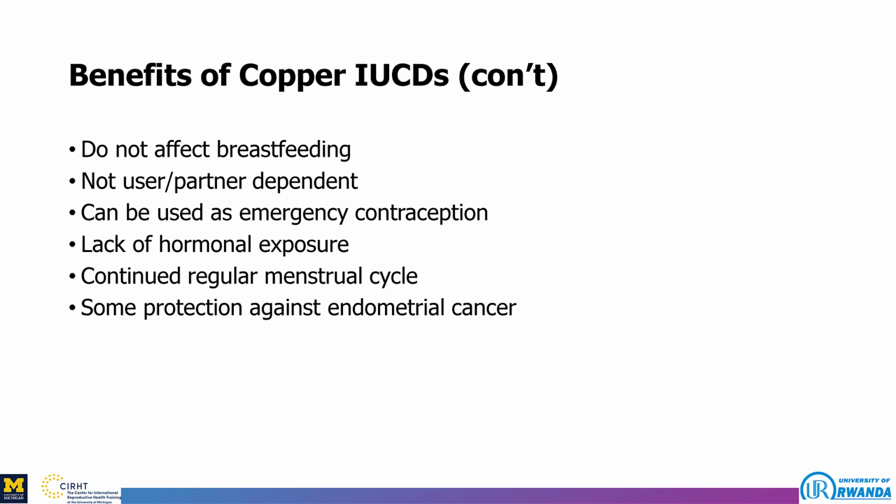Lack of hormonal exposure. Like I said, it's just the release of chemicals that will lead to chemical reactions that may lead to an inflammatory process, preventing the sperm and the ovum from fertilization. Continued regular menstrual cycle: it does not interfere with the menstrual cycle. The menstrual cycle is normal as usual. And of course, some research has also proven that it can protect against endometrial cancer.